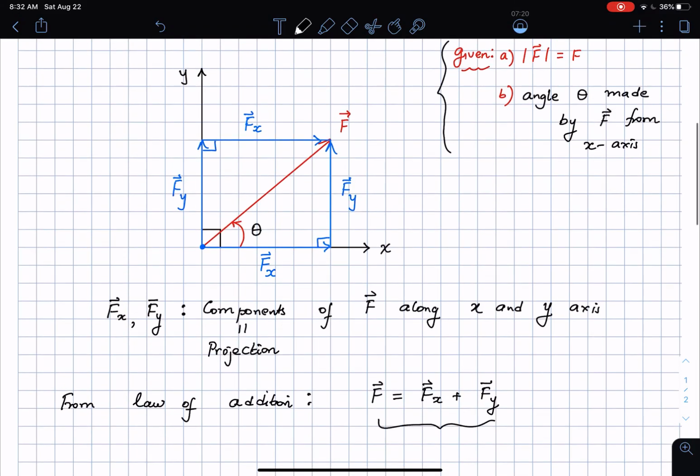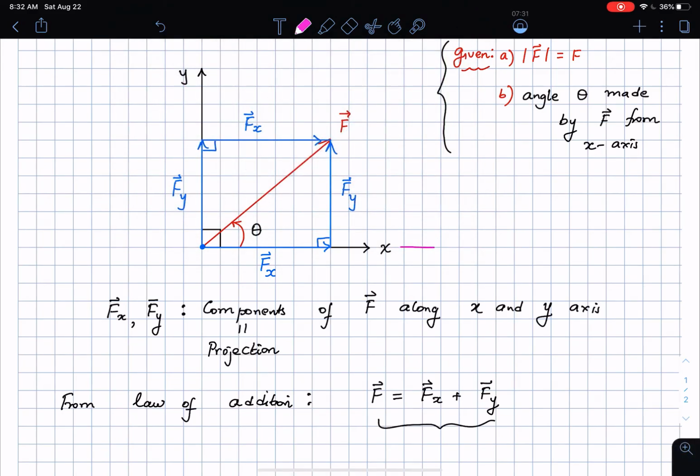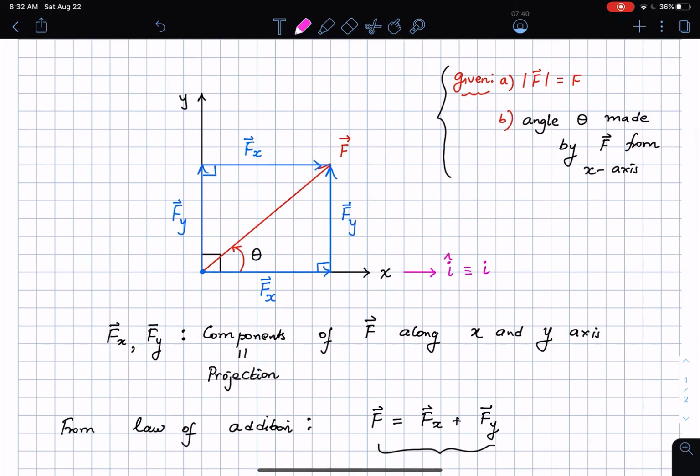Now what I'm going to do is introduce two quantities, little i and little j, which are the unit vectors along the x and the y axis. Let me first draw them out. Here is little i, typically with a hat on it, but I'm going to ignore the hat. And here is little j, which is also written with a hat on top, but I'm just going to write it as j. It's your choice. You can write it with or without a hat.